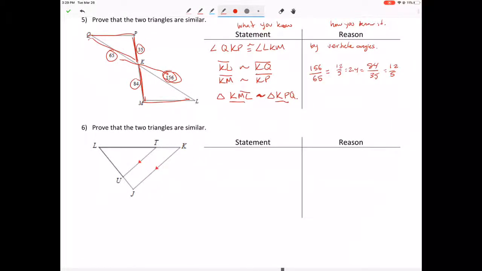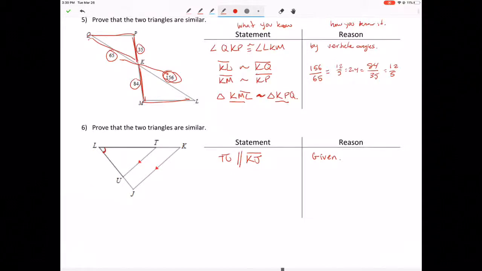Sometimes they give us information. So, for example, TU is parallel to KJ, and that is given. All right, and we'll need to use that to solve these. They don't give us any sides, so most likely we're not going to be doing side-side-side. So we're going to need to find those angles.